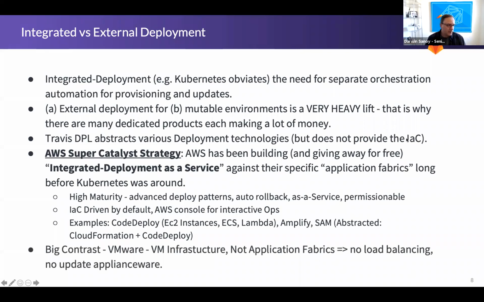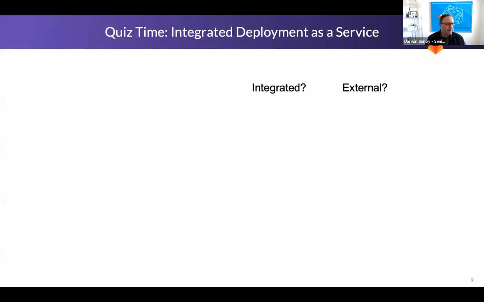Big contrast, VMware is just virtual machine infrastructure. There are no application fabrics, at least not to my knowledge, built right into vSphere. There's no load balancing, no update applianceware like there is in Amazon. So when you get into VMware, there's usually another product involved to manage that. So, integrated deployment as a service.